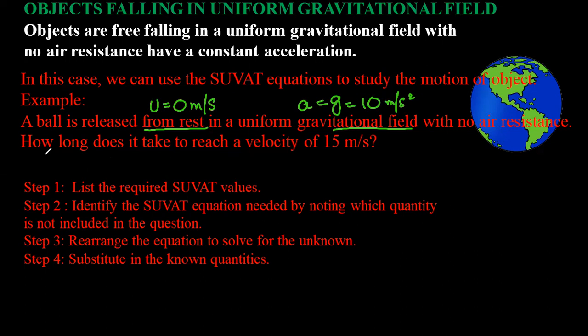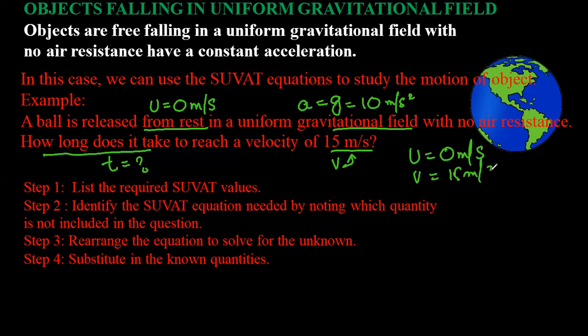How long does it take means we need to calculate the time to reach a velocity of 15 meters per second. So this is the final velocity, 15 meters per second. What are the required SUVAT values? The initial velocity is 0 meters per second, the final velocity is 15 meters per second, the acceleration due to gravity is 10 meters per second squared, and we need to calculate the time.